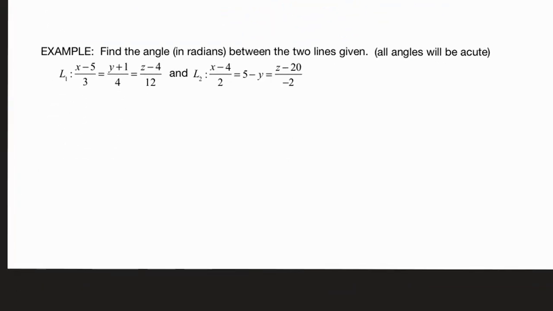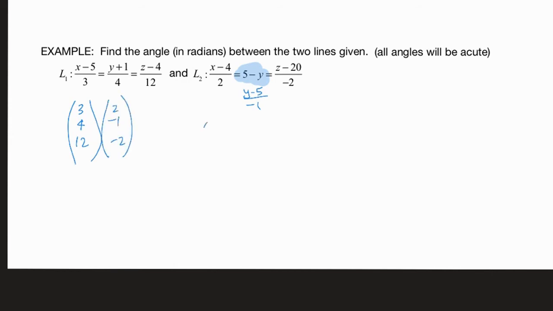All right, and then this last one, mostly what I want you to notice about line number 2 is that this is in the wrong form. This is not Cartesian form, and the formula is not going to work unless you change this middle term to be y minus 5 over negative 1. So now that that's in the right form, let's get a direction vector for line 1 and a direction vector for line 2, and then let's apply the formula.